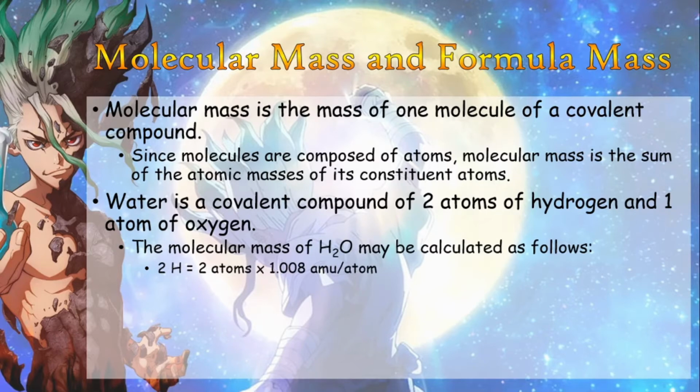Since water has a chemical formula of H2O, it has 2 hydrogen atoms. And the atomic mass of 1 hydrogen atom is 1.008 AMU per atom. So 2 hydrogen atoms times 1.008 AMU per atom would be 2.016 AMU. Then oxygen has an atomic mass of 16, and water has 1 atom of oxygen, therefore 1 atom of oxygen times 16.00 atomic mass units.